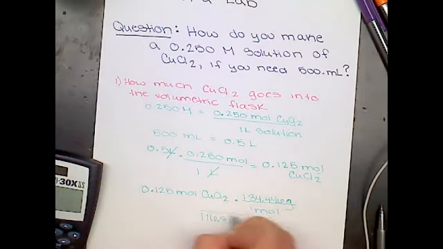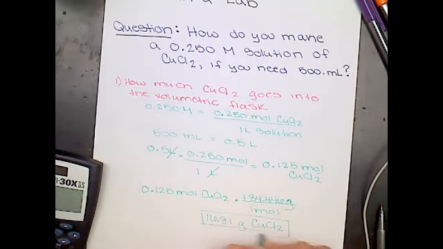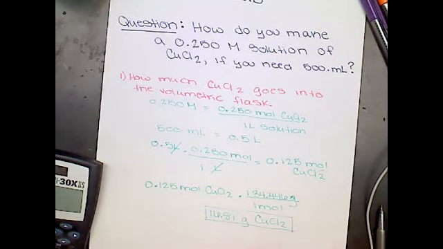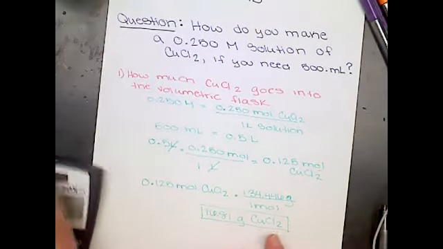So now I know how much I need to weigh out. And that's really the only math I need to do, just that one conversion, because I need to figure out how much of my copper chloride I need to weigh out to put in my flask. So now let's talk about making the solution.